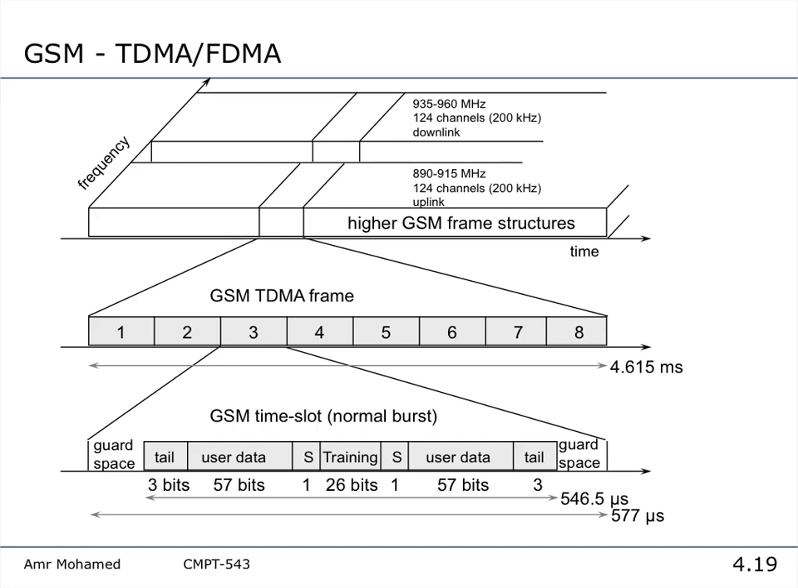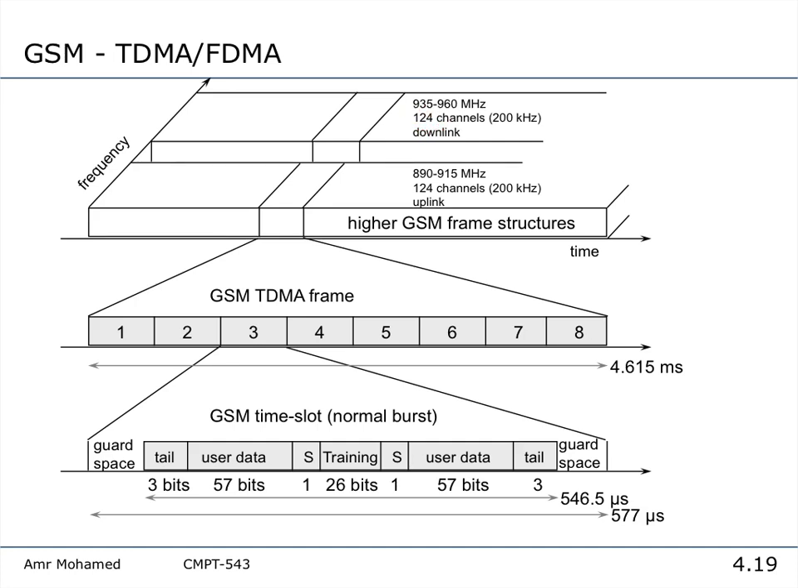So this is the downlink channels and this is the uplink channels. Not all of these channels are used for data or voice. In fact, only around 90 channels are used for voice and data. So what about the other 34? They are used for signaling and control. So signaling and control actually uses the other channels.